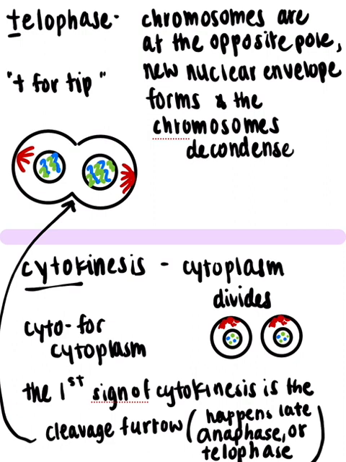And the first sign of cytokinesis is the cleavage furrow. So I drew an arrow to show you this part right here. This part right here is the cleavage furrow, this little part. And it can happen in late anaphase or telophase.